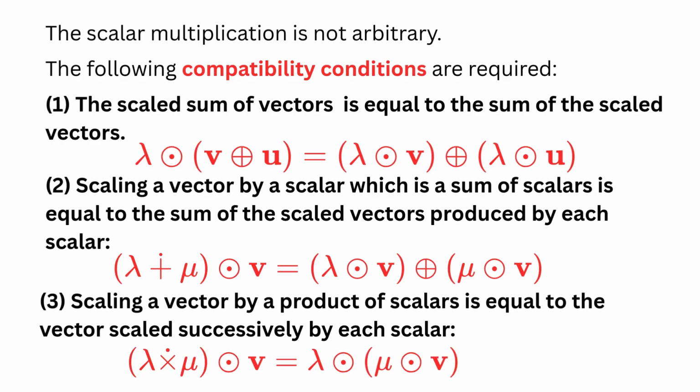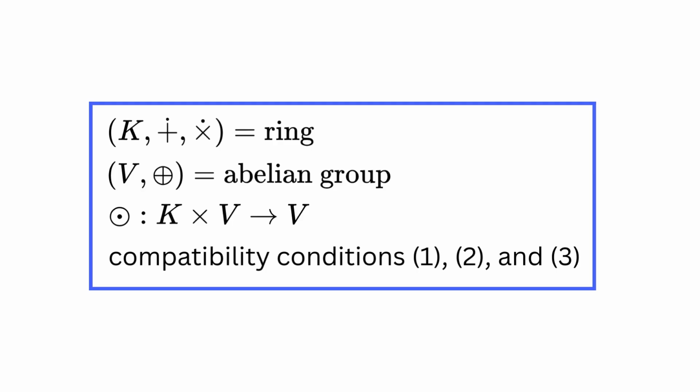3. Scaling a vector by a product of scalars is equal to the vector scaled successively by each scalar. We can interpret the conditions 1 and 2 as distributive properties of the scalar multiplication relative to the two additive operations. And we can interpret condition 3 as mixed associativity for the combination of the ring multiplication with the scalar multiplication. The structure resulting from the pairing of the abelian group V, O+, and the ring, as described above, is called a module over K.